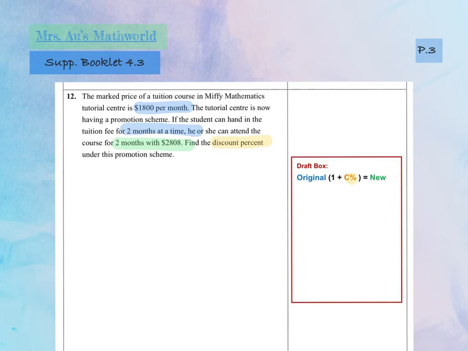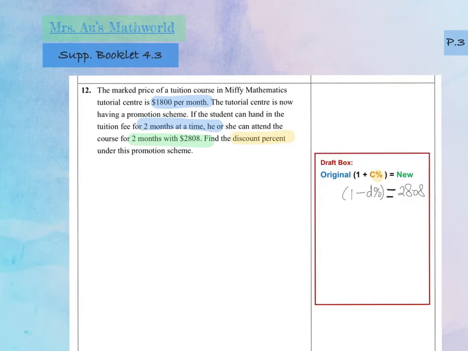So you can write it in this way. I choose D% to be the discount. Because the price is getting lower, we have to use minus here. 1 minus discount percentage becomes 2,808. So we need to write down the original price. The original price here, we must use 2 months. Why? Because the new price, at last the selling price, is for 2 months. So for the original price, it has to be 2 months also. So basically in this way.